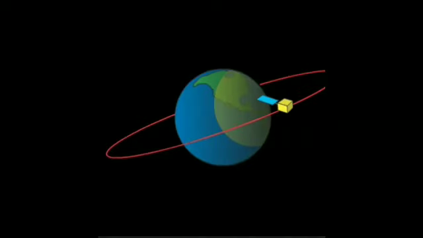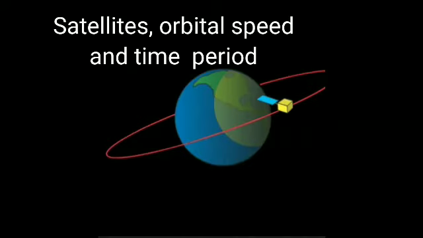Next, satellites, orbital speed and time period. We are living in a modern, technological world, able to communicate to any place on Earth. This advancement was made possible because of our understanding of the solar system. Communication mainly depends on the satellites that orbit the Earth. Satellites revolve around the Earth just like the planets revolve around the Sun. Kepler's laws are applicable to man-made satellites also.